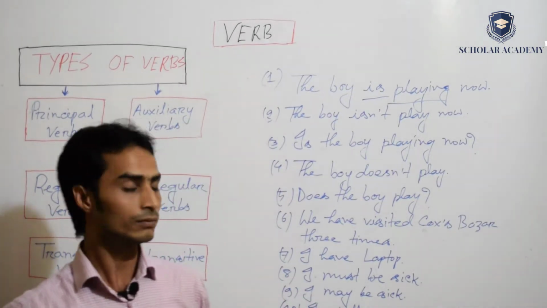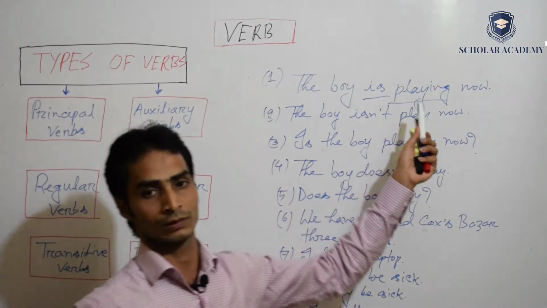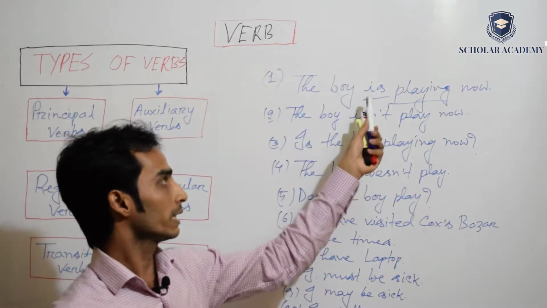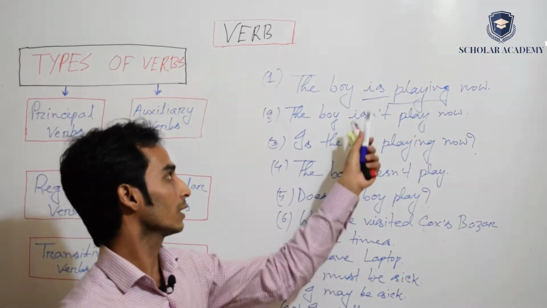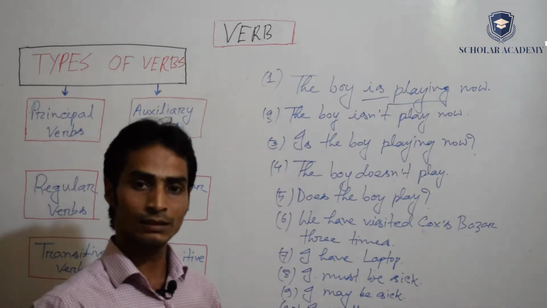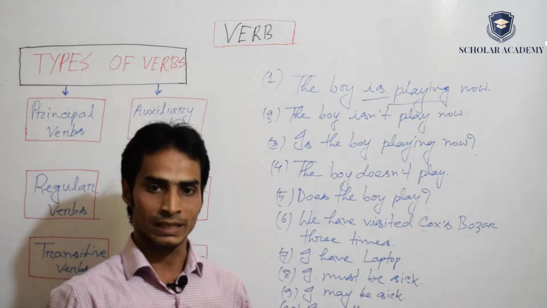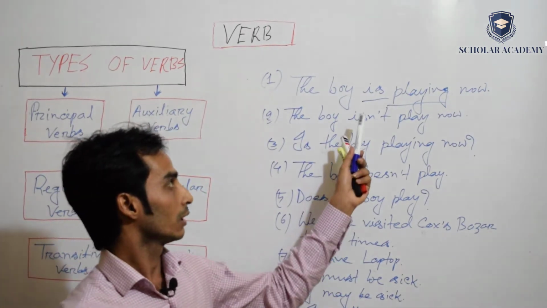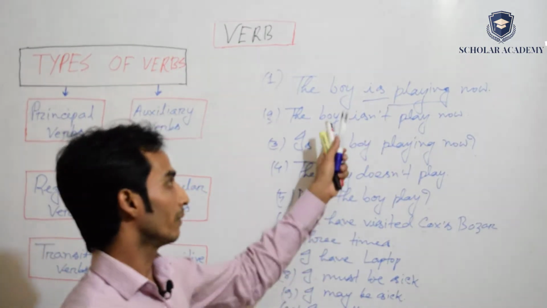Do you know which is the main verb? The main verb is playing. That shows the action that is happening. What about is? Is is an auxiliary verb or supporting verb that shows the tense in the sentence, because the boy is playing now. If I use was instead of is, the sentence will be past continuous tense. So in this sentence, we see that is helps us to make tense.